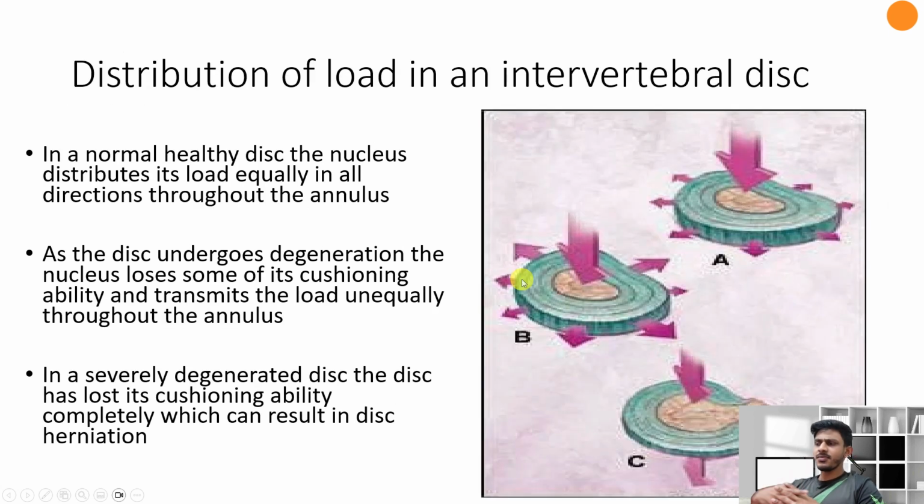So what happens is, when a load is applied from the above vertebral body onto the disc, the nucleus pulposus should transmit the load equally in all directions. But with age, as the nucleus pulposus undergoes degeneration, you can see some areas get more load transmitted and some areas the load transmitted is less, as depicted by the small and big arrows. And eventually, when one direction receives too much load transmission compared to the other side, it eventually herniates.